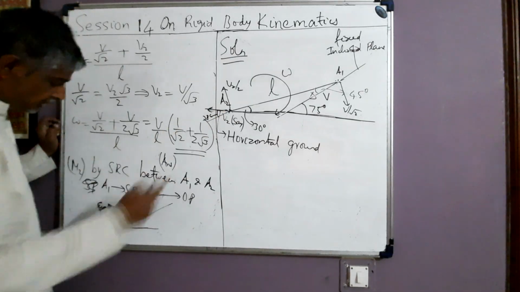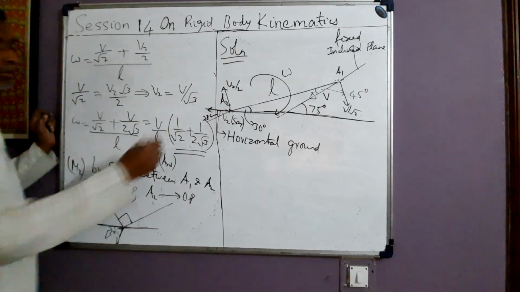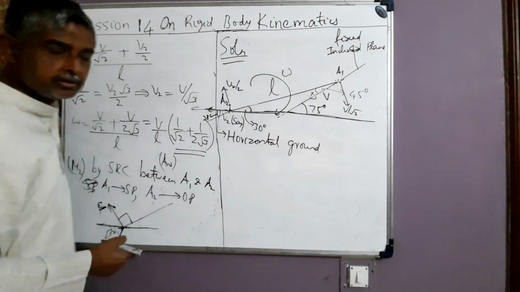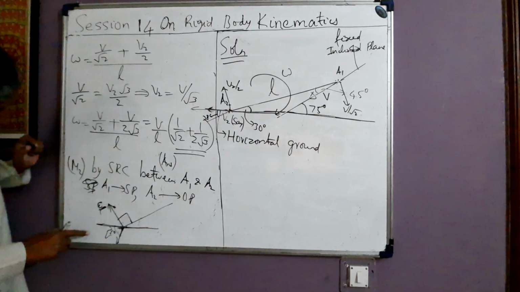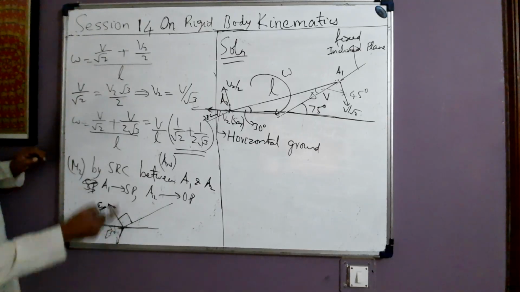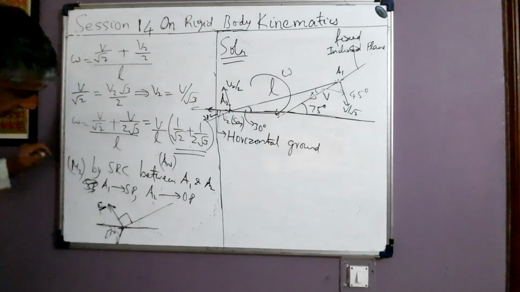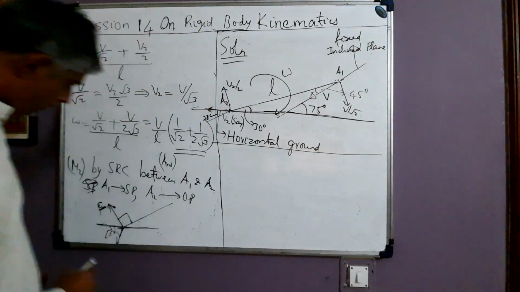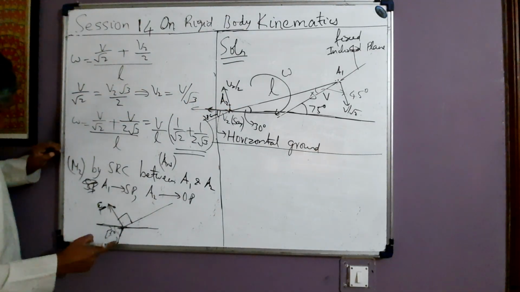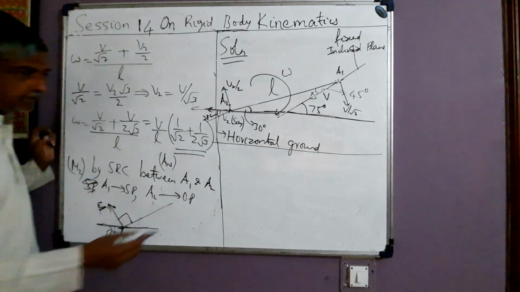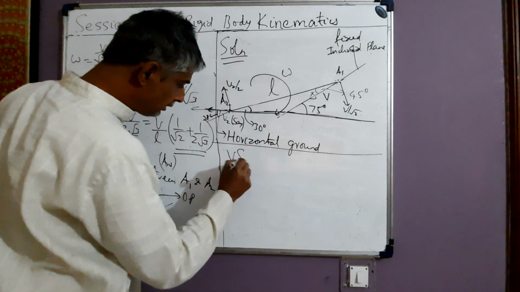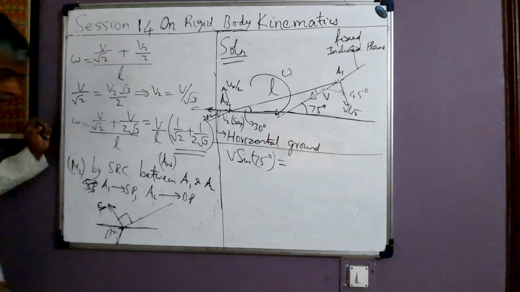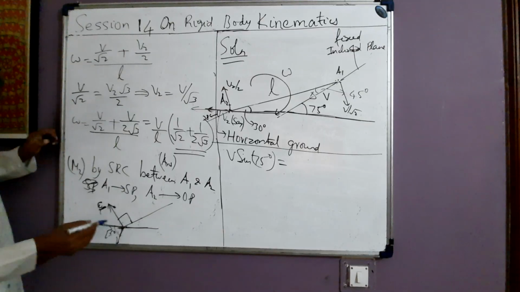Now velocity of A2 is the vector sum of these two. But velocity of A2 is in the leftward, horizontal direction. It has no vertical component, no vertical motion. So the components of velocities of these two should cancel out in the vertical direction. This is V, 75 degrees. Component of V along this direction is V sin 75 degrees, that is the same as omega L.